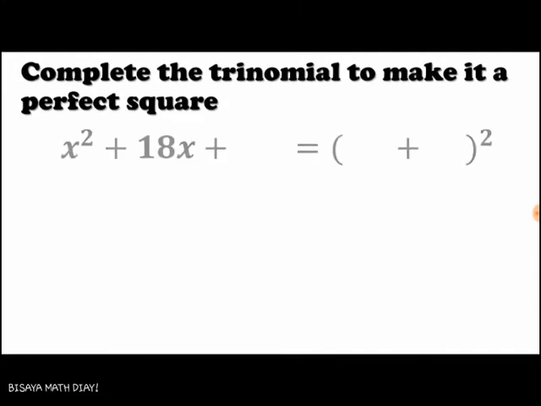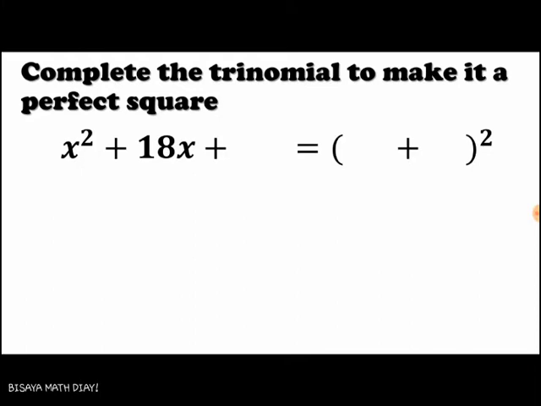Let's try to have some practice. So, x squared plus 18x plus a number that is equal to the square of a binomial. Now, notice that the sign is positive. Sign is positive, kay positive ang middle term. So, gibutang na nako ang sign daan.